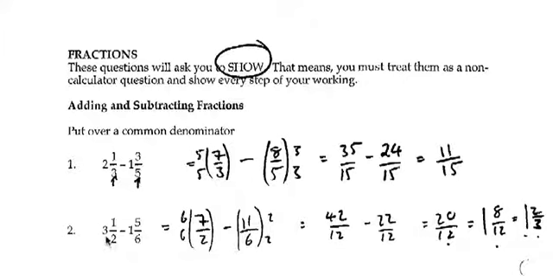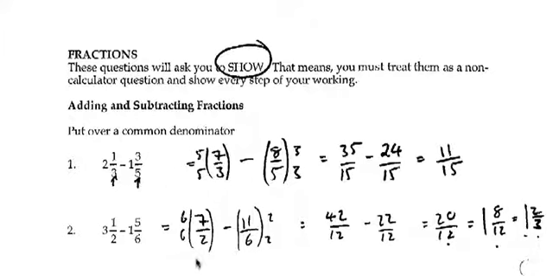Same process here. So 3 would be 6 lots of a half, plus an extra half, so that's 7 halves, minus 6/6 for the 1, and an extra 5/6 here, so 11/6, times top and bottom by the denominator of the other fraction. So we are guaranteed a common denominator. 42/12 take away 22/12 is 20/12. 12 goes into 20 once, with 8 over, and 8/12 cancels to 2/3.